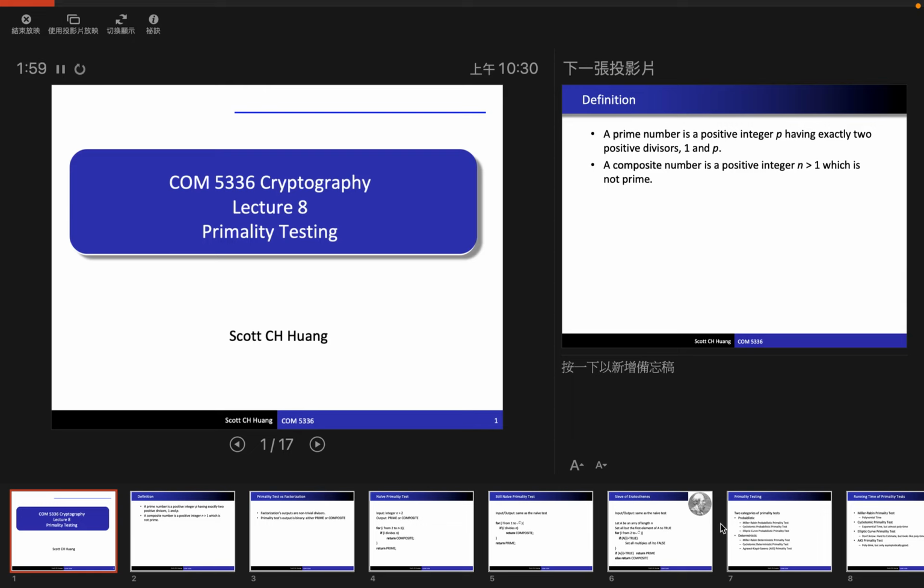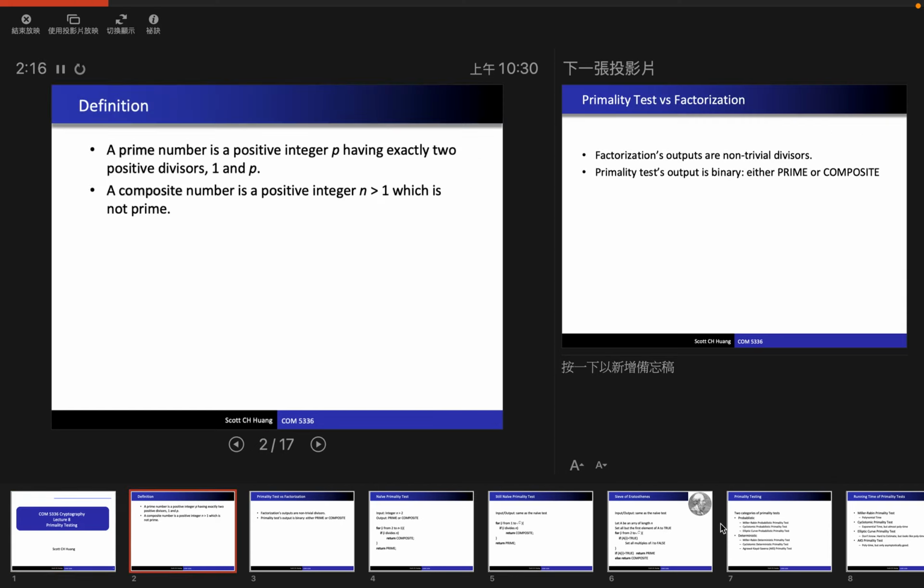If you reduce the problem and focus on testing primes, that will be easier and more manageable. So far, there's no algorithm that can generate primes directly. Okay, so this is prime.